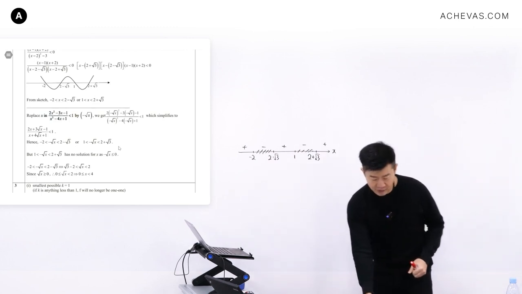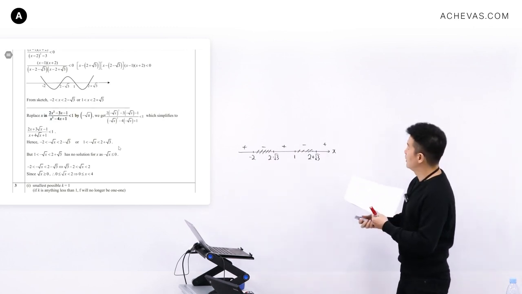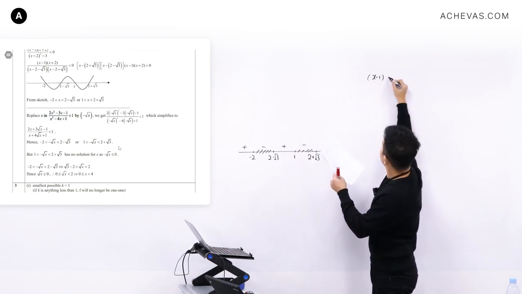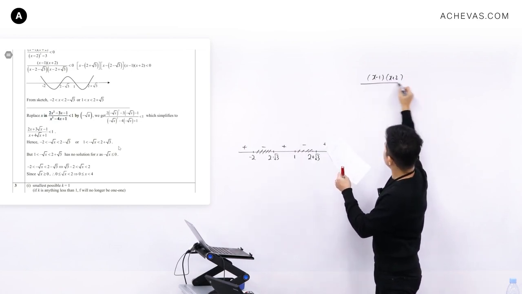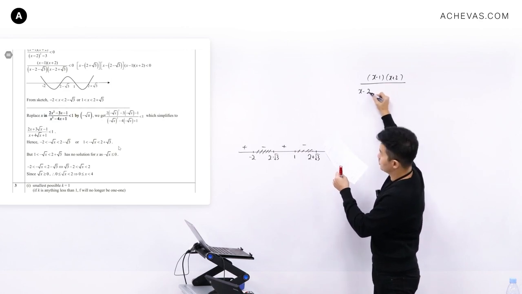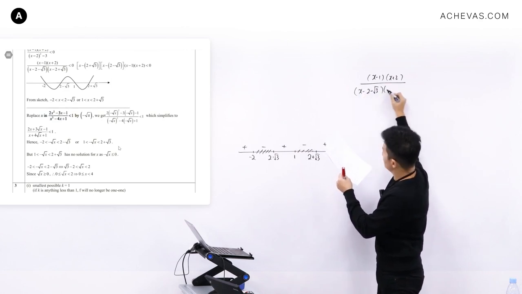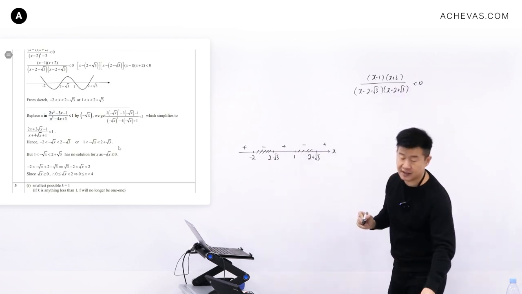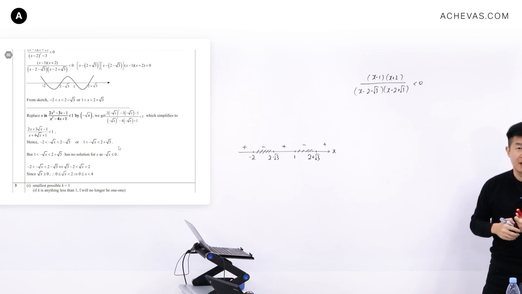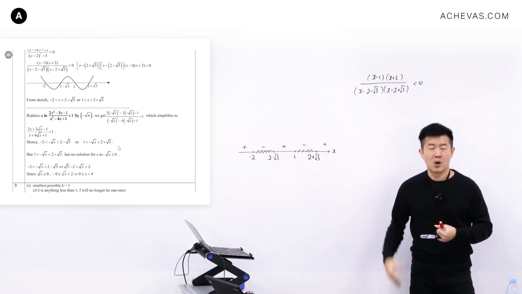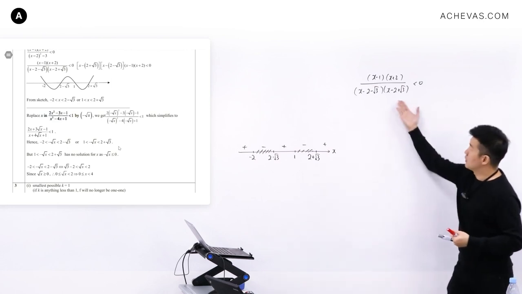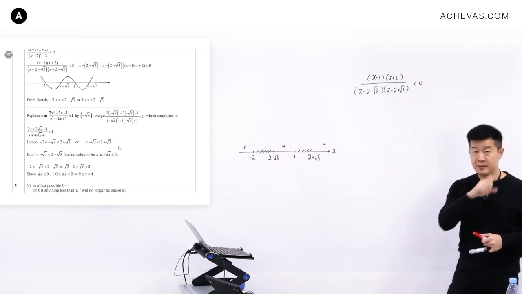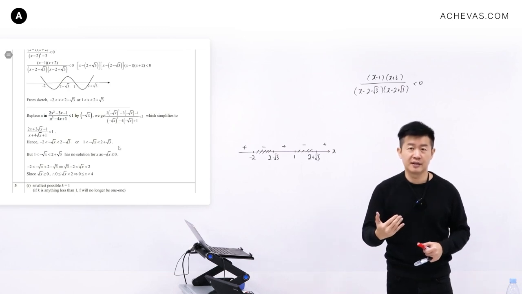So for the first part, they did all the manipulation to derive this: x minus 1, then x plus 2, divided by x minus 2 minus square root of 3, then x minus 2 plus square root of 3, and this is less than 0. They derive this. Let's revisit. Why do they want to derive something like this? The moment they derive something like this, it becomes possible for us to do algebraic analysis.